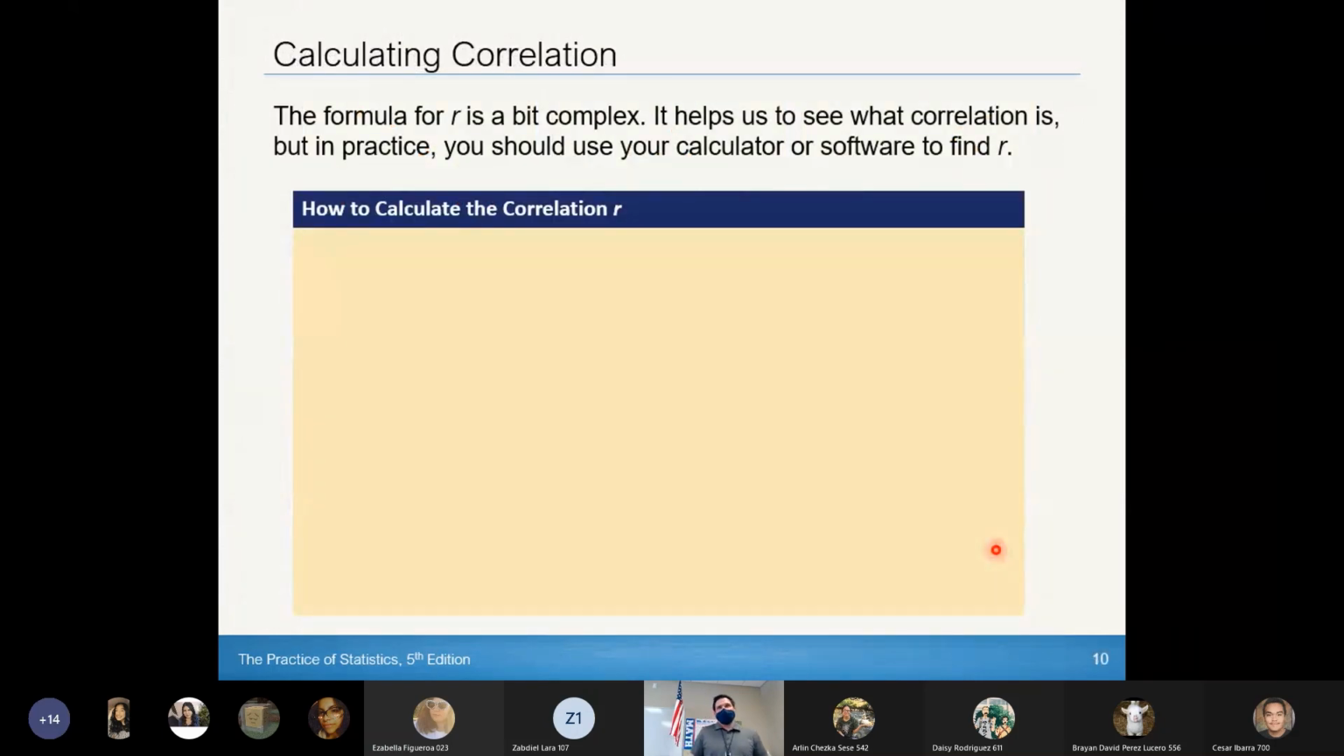Calculating correlation. This is something that you're not going to want to do by hand. The formula for r is a bit complex. It helps us to see what correlation is, but in practice, you should use a calculator or software to find r.